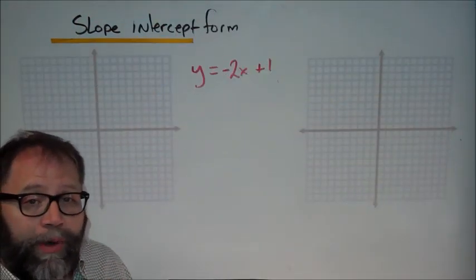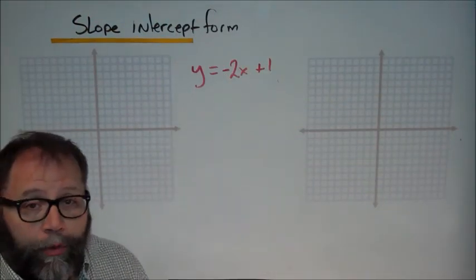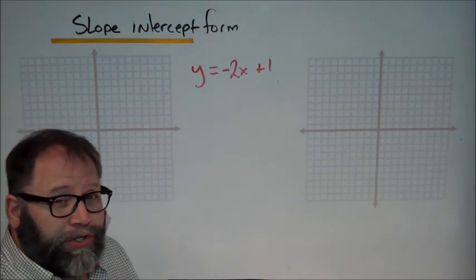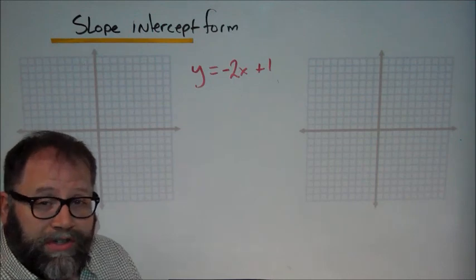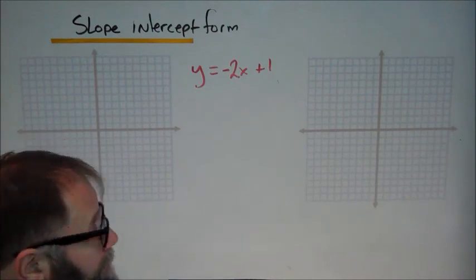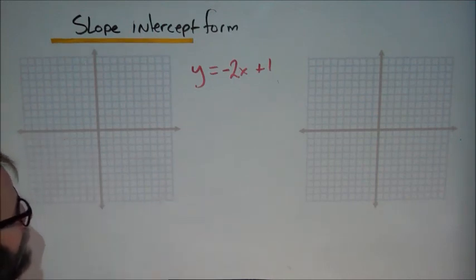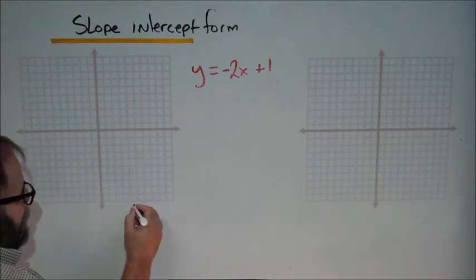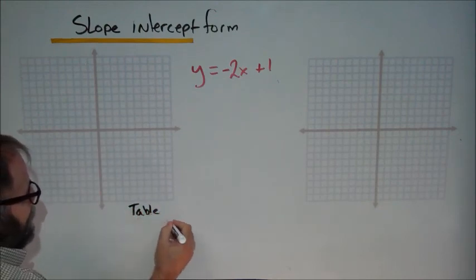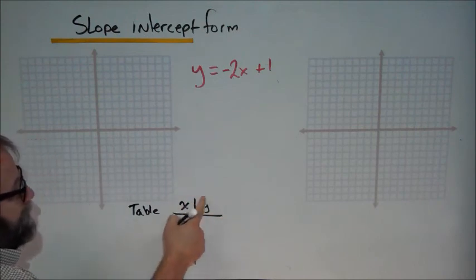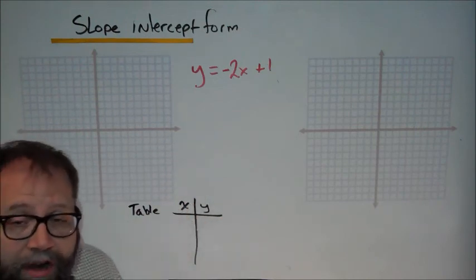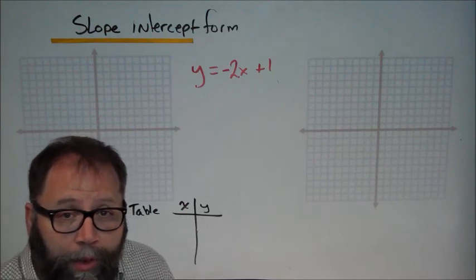Let's graph an equation in slope-intercept form. So I'm going to do it 2 ways. First is I'm going to use a table, then I'm going to use the slope and the intercept. So in this one, I'm going to use a table. So let me just write the word table here. And to create a table from here, I'm just going to use some inputs and some outputs. The x's are my inputs, the y's are my outputs.